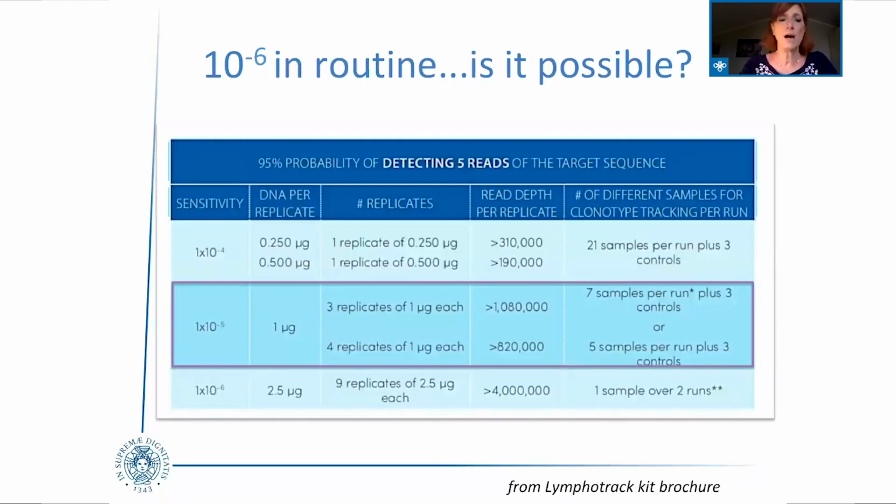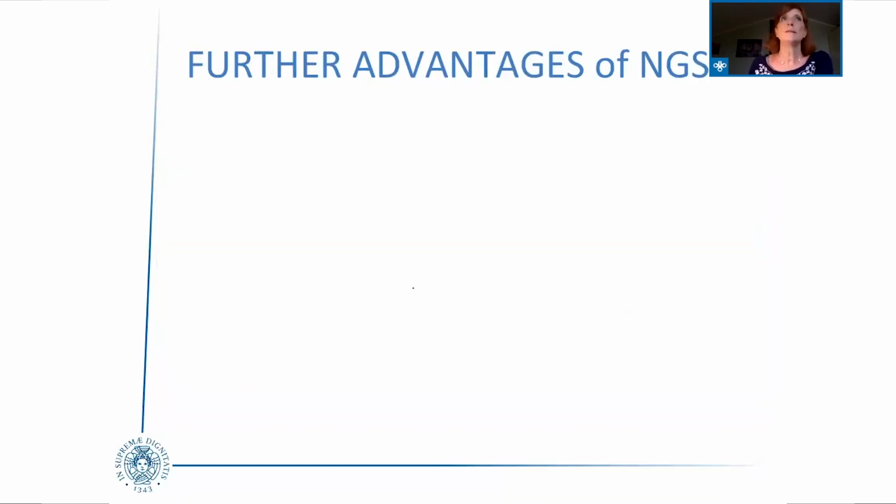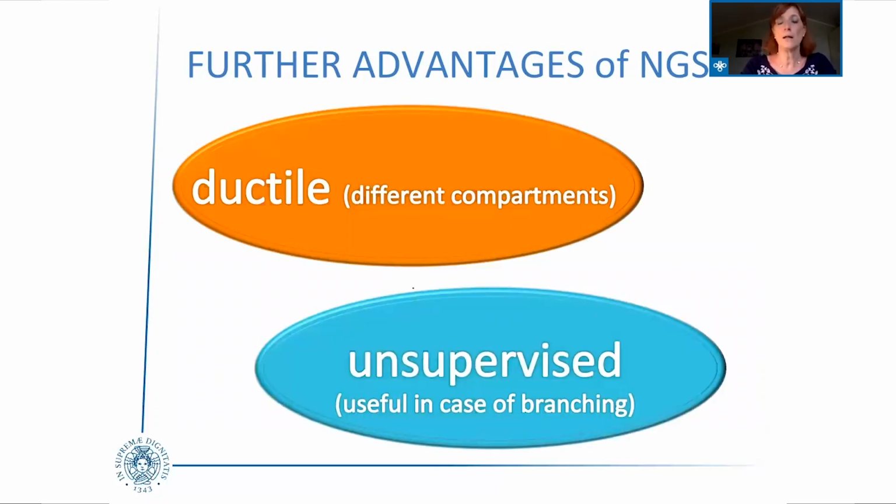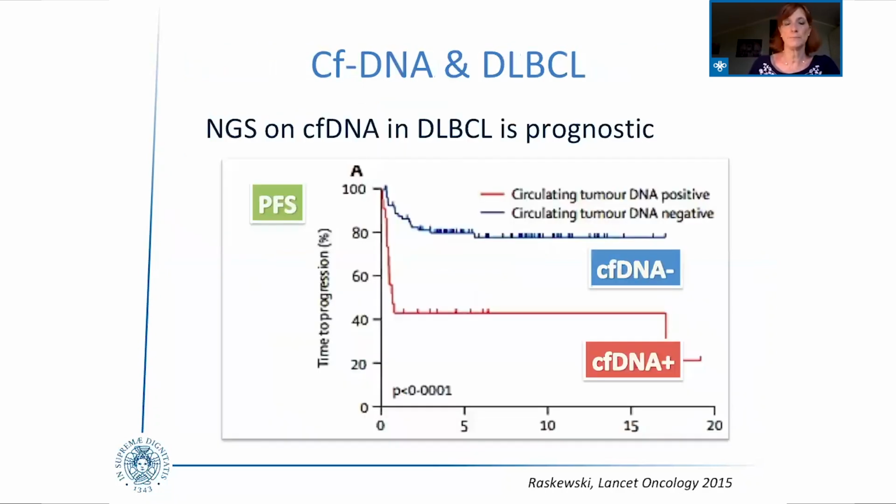So we used a small amount of DNA, we used LymphoTrack, and we clearly reached 10 to -4. 10 to -5 for multiple myeloma by LymphoTrack is possible because you can use 3 replicates of 1 microgram each, so we can run 7 samples per cartridge with acceptable costs. I think that NGS could also have 2 further advantages. The first one is that NGS can be used in different compartments, and the second one is that NGS is an unsupervised tool for assessing MRD.